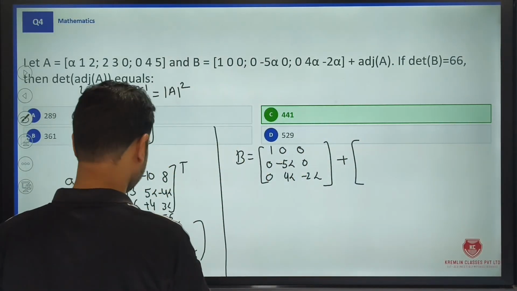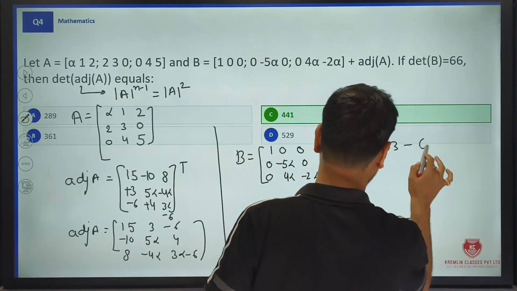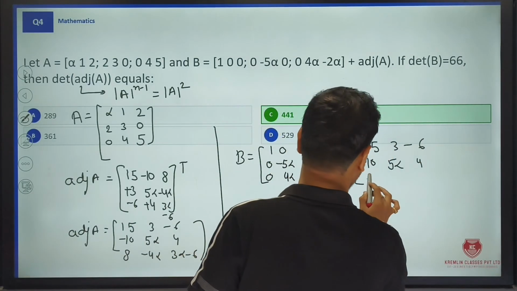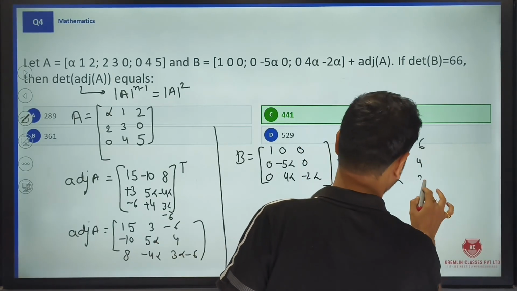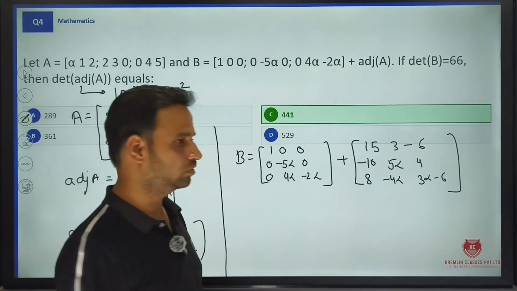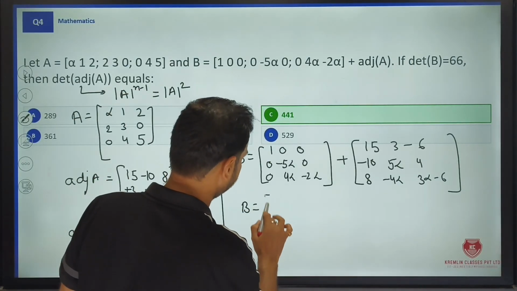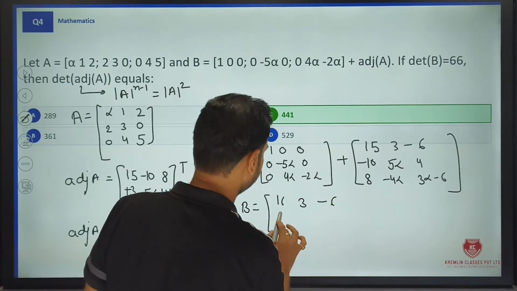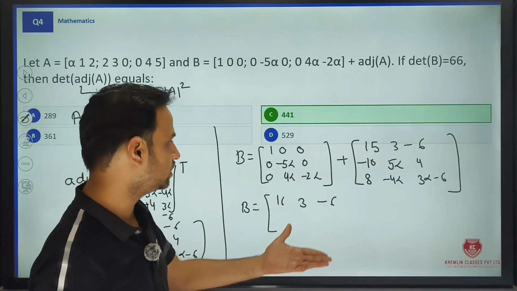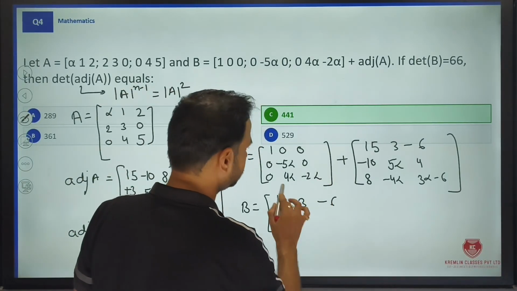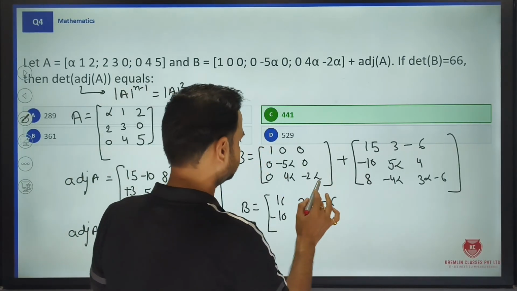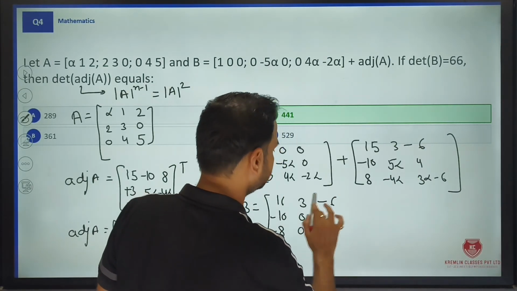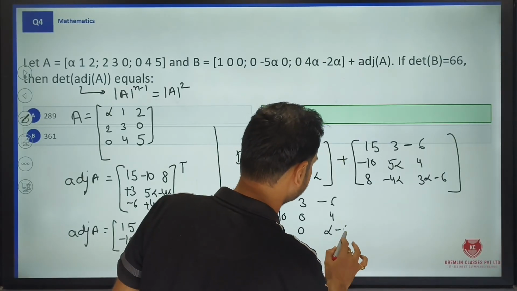What is adjoint of A? Adjoint of A is, we have written again, 15 3 minus 6 minus 10 5 alpha 4 8 minus 4 alpha 3 alpha minus 6. So what will be the final outcome of B? B will be 1 plus 15 16, 0. We are adding it. You know the addition and subtraction of the matrices. I think so. That's why I am doing it directly. Minus 10, it will be 0. It will be 4, it will be 8, it will be again 0, it will be minus 2 alpha plus 3 alpha, alpha minus 6.